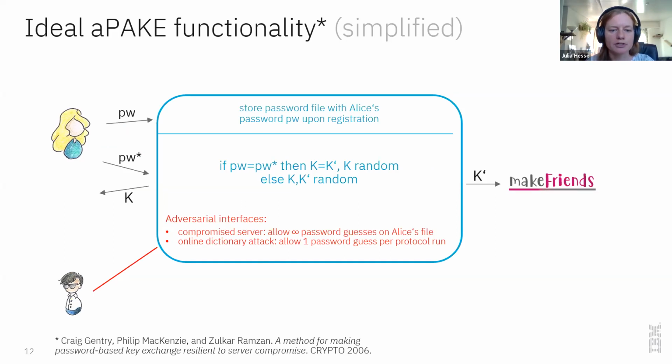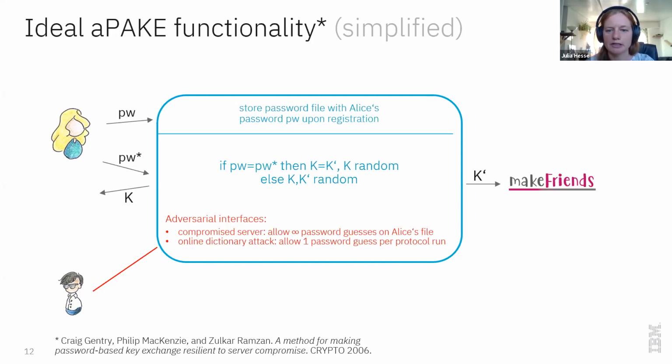In this idealized version, the parties essentially just provide their inputs and they receive their securely computed outputs. So in this case, the password, once entered at registration phase and once entered at the key exchange phase, and both parties obtain the session keys. These keys, K and K prime, will essentially match when the input password is the same as the login password.